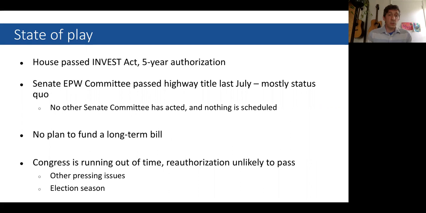And Congress, we would argue, is running out of time. And so we think reauthorization is unlikely to pass this year, and some extension of current law is most likely. And this is the result of differences between the House and Senate proposal and other pressing issues that we can all be aware of, like another relief bill, for example, not to mention the election that's fast approaching.